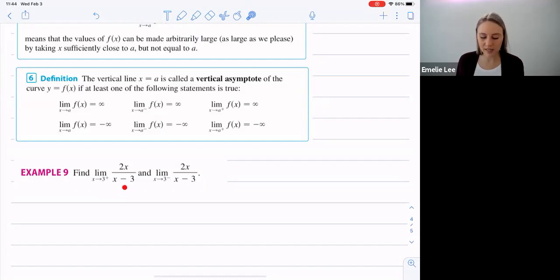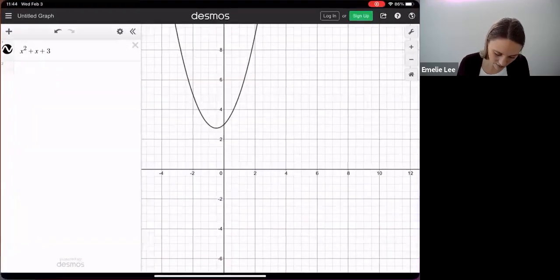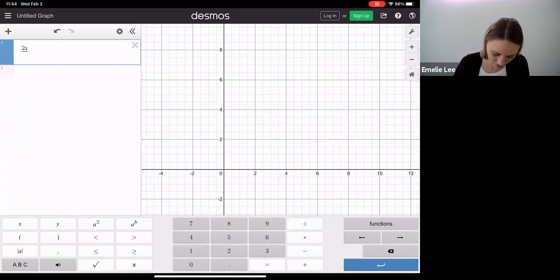Because like I said, it's always going to be easier. If you have the graph, then finding these limits and convincing yourself of these limits is going to be so much easier. So 2x over x minus 3, let's just give that a graph. Oh, it's a different class. 2x divided by, and I want to make sure that everything is being divided by, it is, x minus 3.